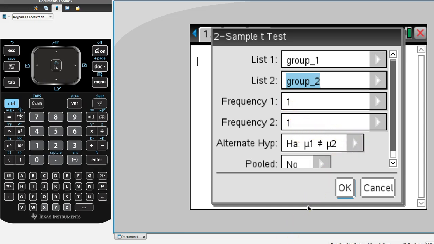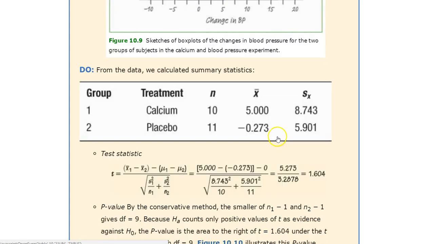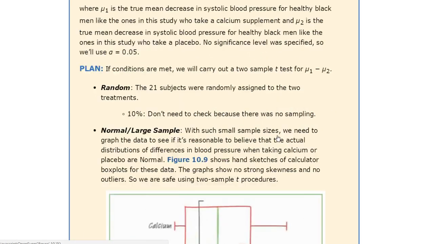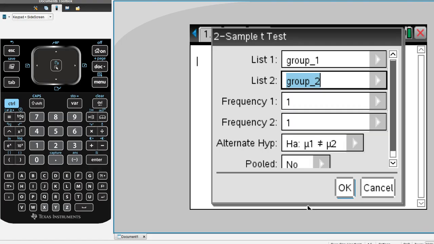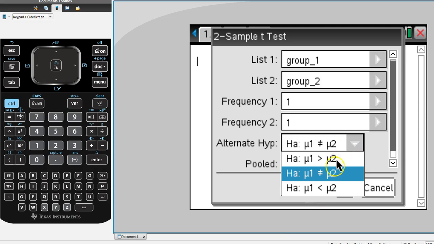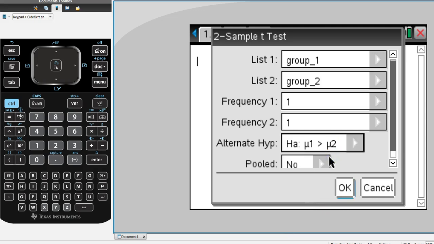I forgot to check what the alternate hypothesis was on this test, so let me come up and look at how they stated the hypotheses. Oh, it's a greater than test. Okay, so I need to choose greater than here: mu1 greater than mu2. We do not ever use pooled data for a 2-sample t-test in AP Stats. We would only do that pooling for proportions, and I think it automatically pools for proportions anyway on the calculator. So just leave pooled as no.